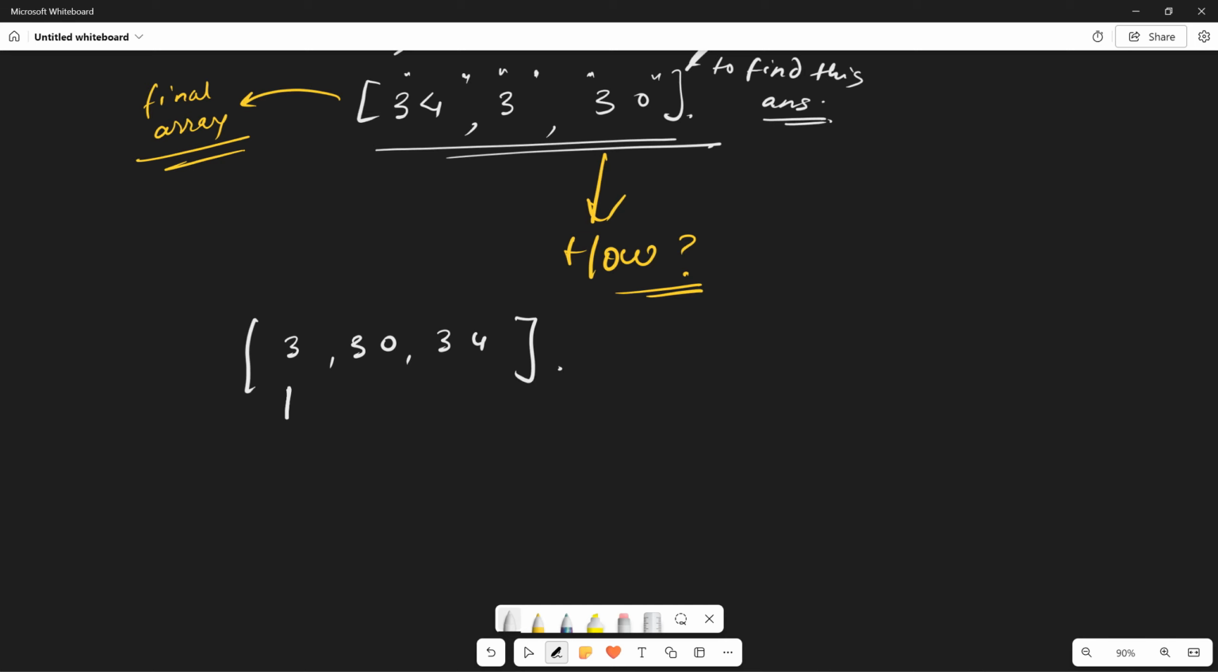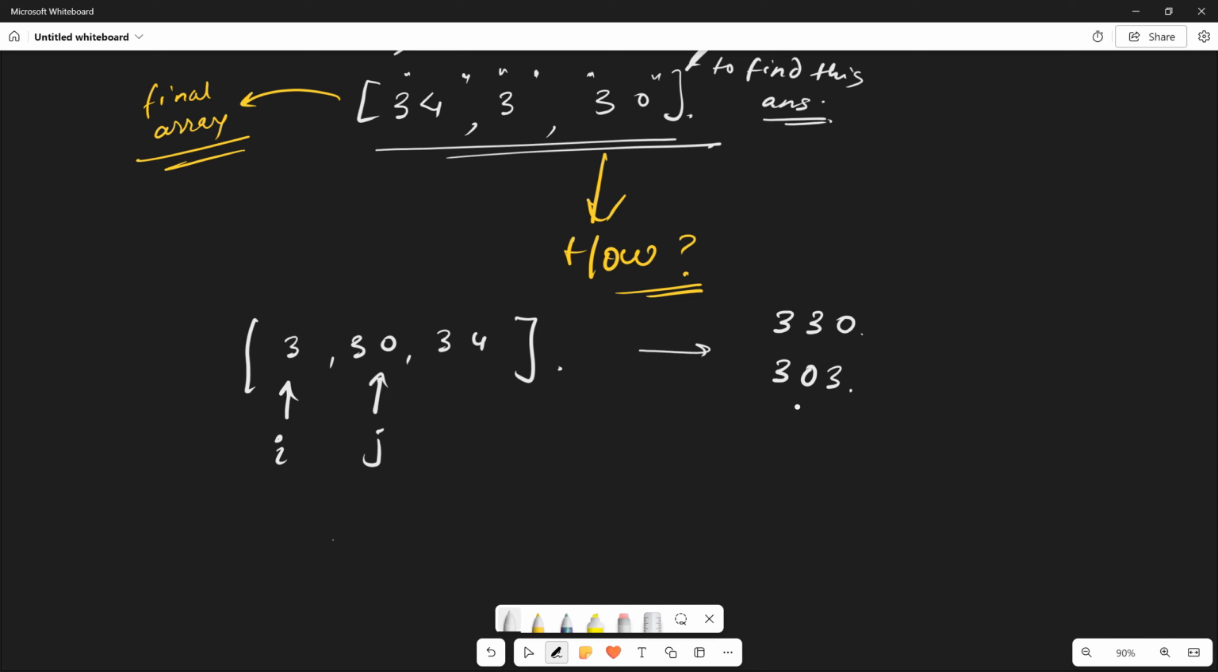Now we will put an ith pointer here and a jth pointer here, and we will use the sorting technique along with the comparison. So what we will do is compare after the concatenation. At the ith and jth position there could be two numbers formed. The first one is 330 and the second one is 303.